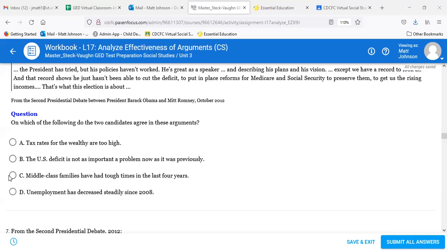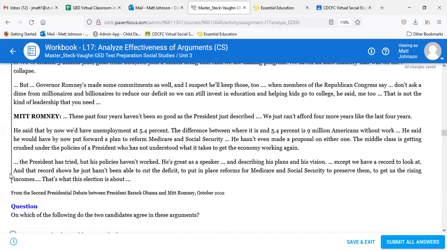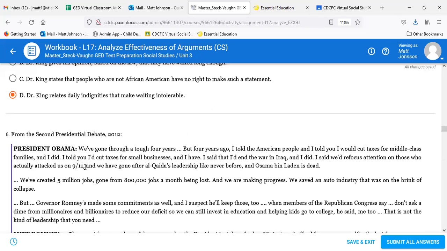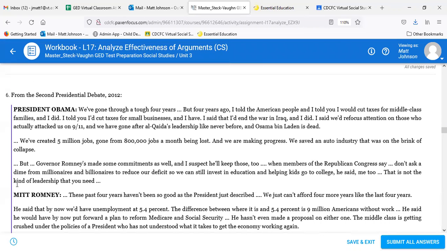C. It's a general kind of statement, but they both mentioned that the middle class had experienced difficulties in that time. On President Obama's side, though, he says that he has helped alleviate the problems and the issues that middle class families face. But Mitt Romney is saying that they're just as bad, basically. And one word there: deficit.